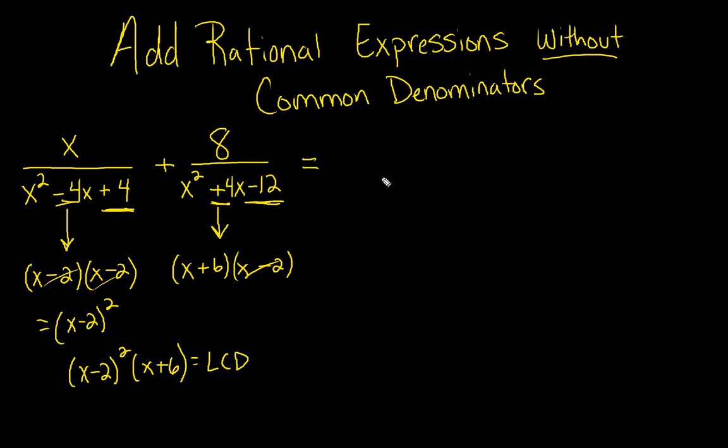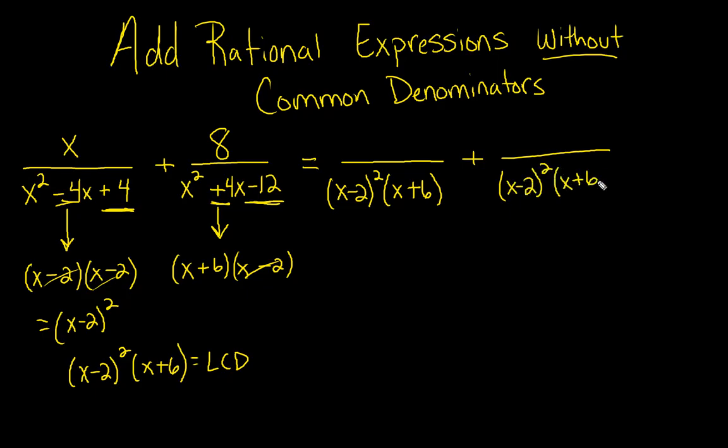From here, we're going to rewrite both of our expressions using the least common denominator. So they're both going to be x minus 2 squared times x plus 6. And then rewrite this. This is also going to be x minus 2 squared times x plus 6. So now we need to change our numerators to reflect the same change we made in the denominators. So we have to ask ourselves, what did we multiply each denominator by in order to get the least common denominator? And we have to multiply the numerator by the same exact factor.